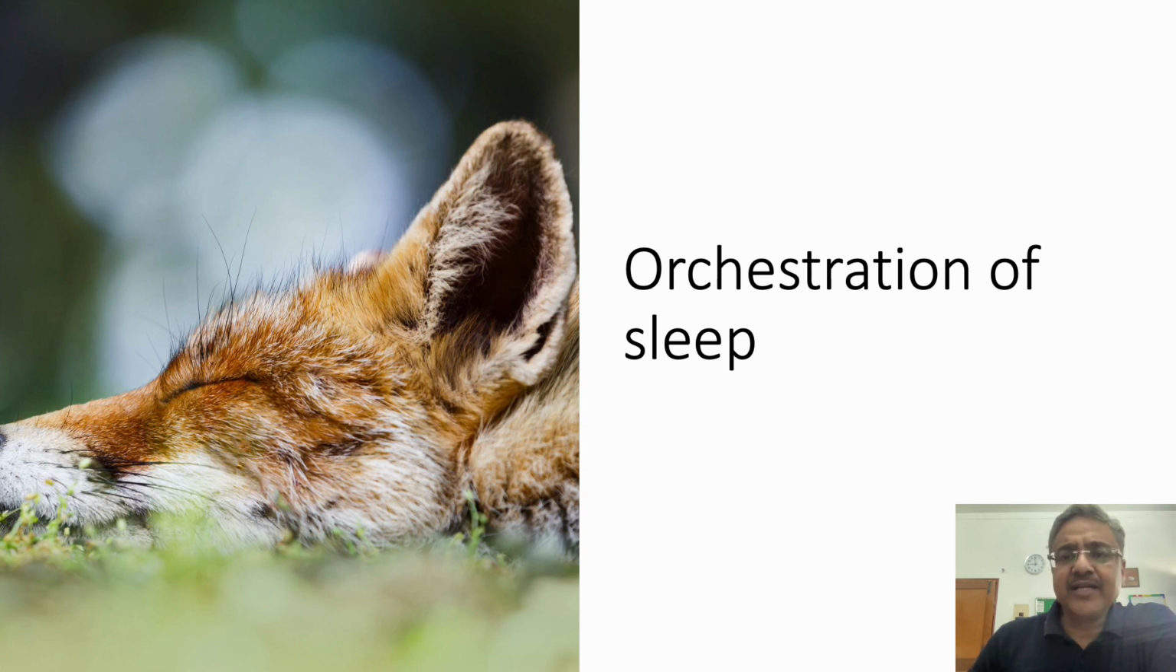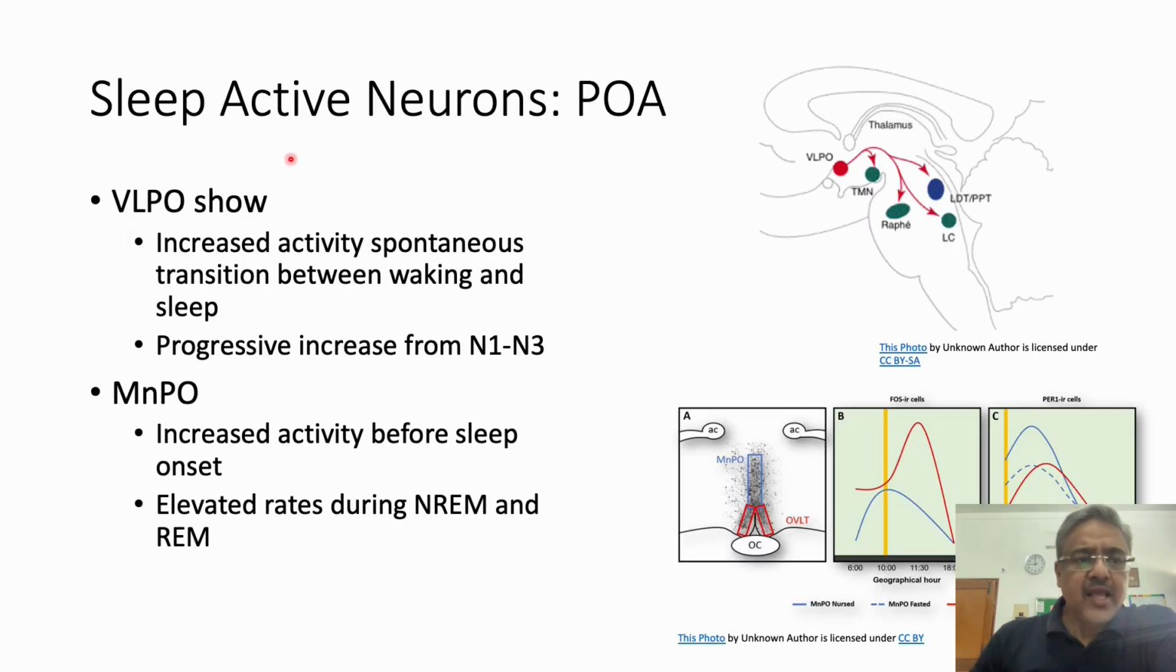Now, how does sleep get orchestrated? In the preoptic area that we discussed just now, we have the ventrolateral preoptic area and the median preoptic nuclei. Among these, the ventrolateral preoptic area neurons show increased activity during the spontaneous transition between waking and sleep, and their activity keeps increasing as the sleep stage deepens. That means as we go from N1 sleep to N3 sleep, activity is highest during the stage of deep sleep, the delta waves, that is N3 sleep.